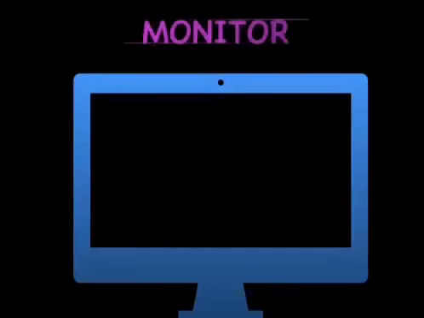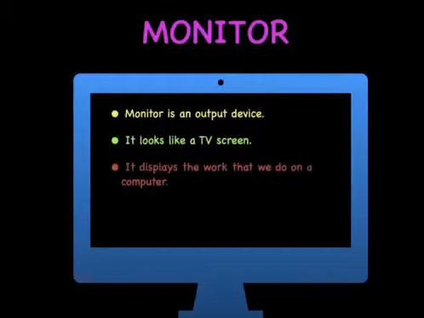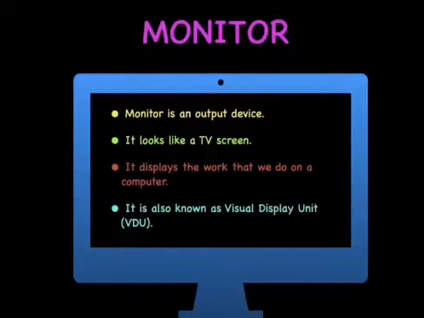So now kids, let's talk about second part of computer, that is monitor. What is a monitor? Have you seen a TV screen at your home? Yes, monitor looks like a TV screen. It is an output device because whatever we do on our computer, it displays that on the monitor screen. It is also known as Visual Display Unit, that is VDU. And the information that we see on our monitor screen is known as soft copy.